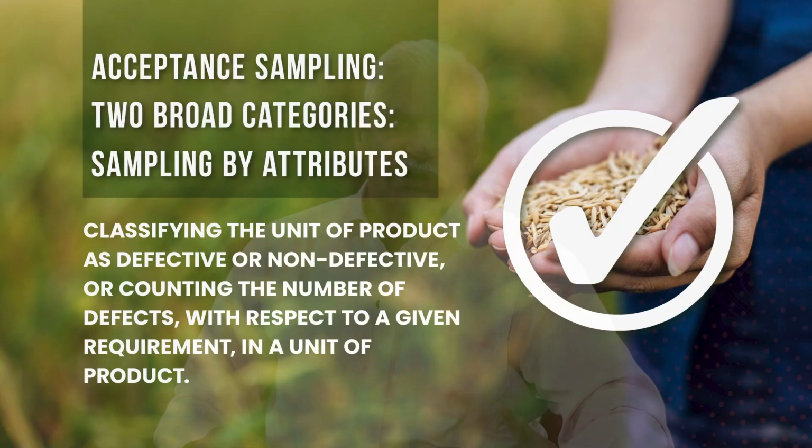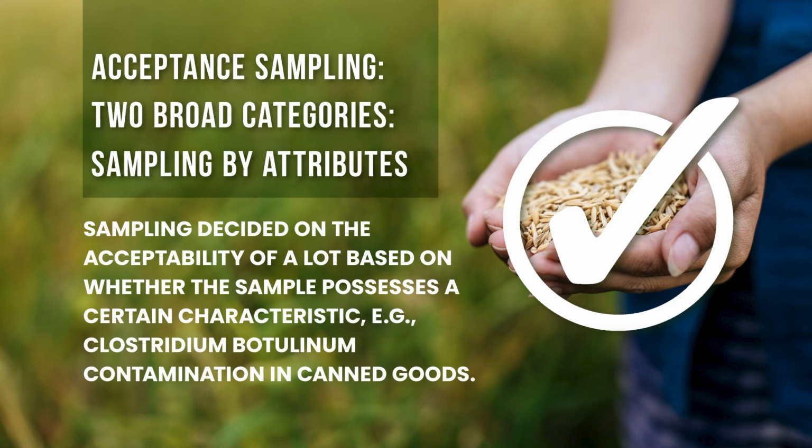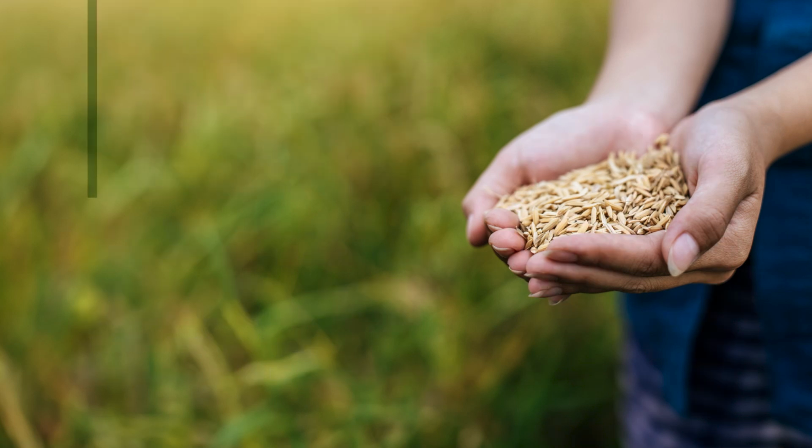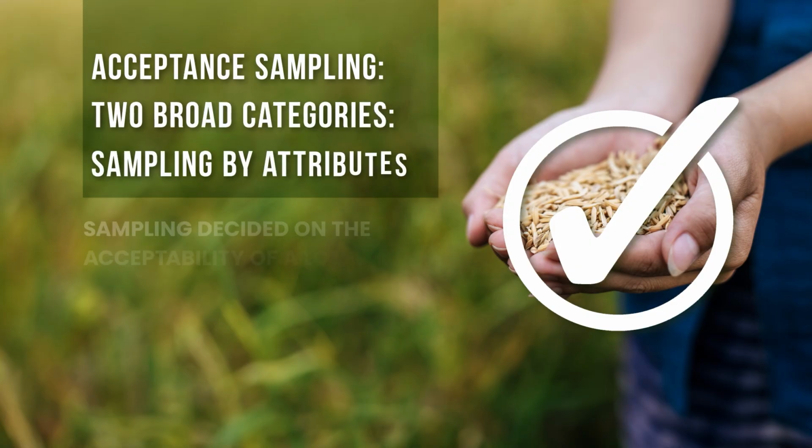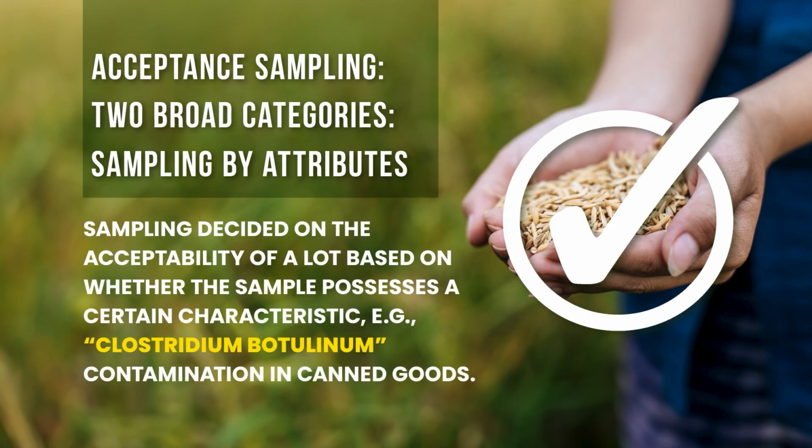So we classify the unit of product as defective or non-defective, or count the number of defects, so that acceptability can be decided. Sampling is decided based on acceptability of a lot, based on whether the sample possesses certain characteristics. जैसे मान लीजिए हमको क्लोस्ट्रीडियम बोट्यूलिनम चेक करना है, contamination है कि नहीं है in canned foods. So in attribute sampling, what we do is accept each unit if it passes that limit, if it is meeting that, it passes.